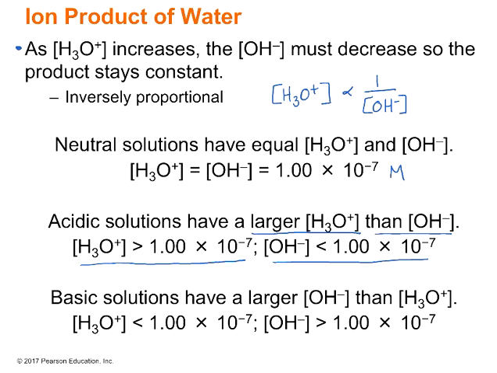Now, what if we have a basic solution? Then the opposite is true. So we would have a larger concentration of hydroxide ions compared to the concentration of hydronium ions. So in that situation, the concentration of hydronium ions will be less than 1 times 10 to the negative 7th, and the concentration of hydroxide ions will be greater than 1 times 10 to the negative 7th moles per liter.